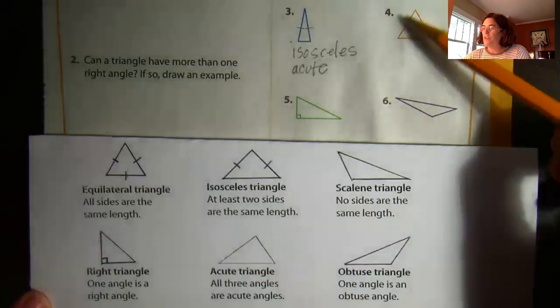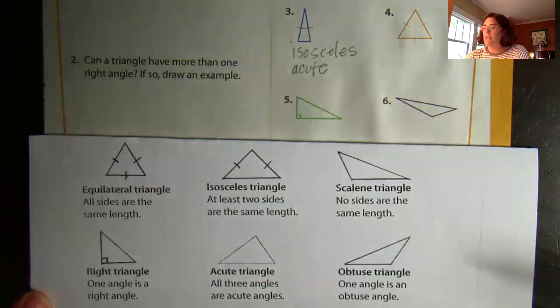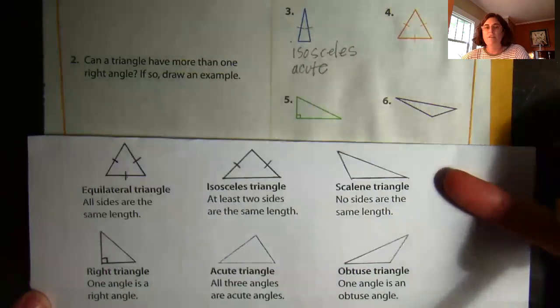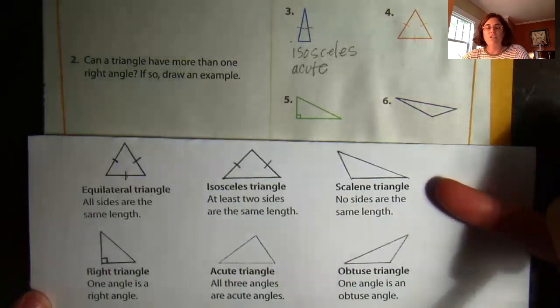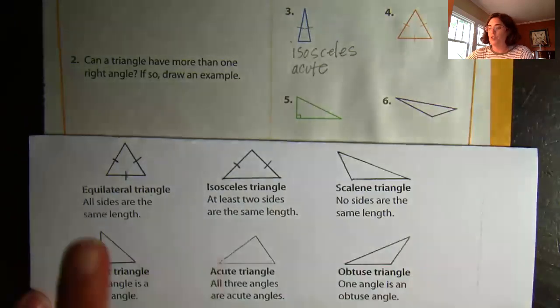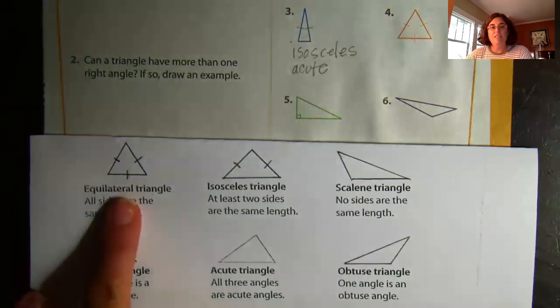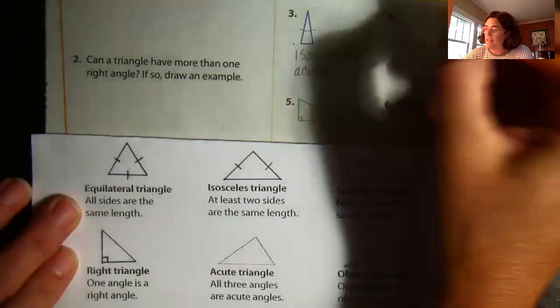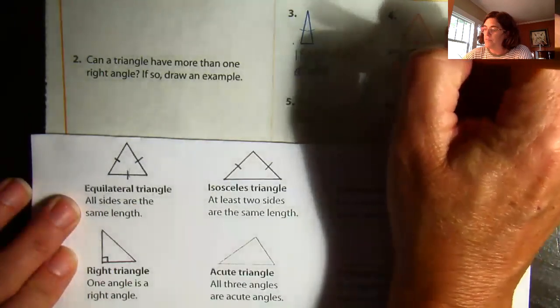All right, now let's look at number 4. Take a look at this triangle and tell me what signs show you what kind of classification we can give it based on its sides. If you said those hatch marks, you are right. That means it's an equilateral triangle. All right, so we're going to go ahead and write that underneath, equilateral.